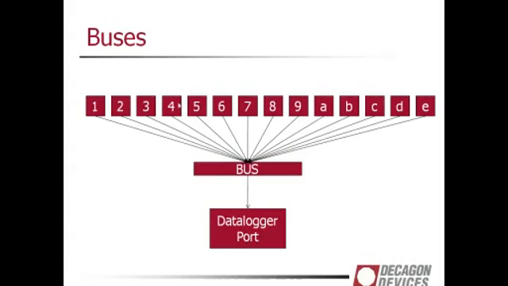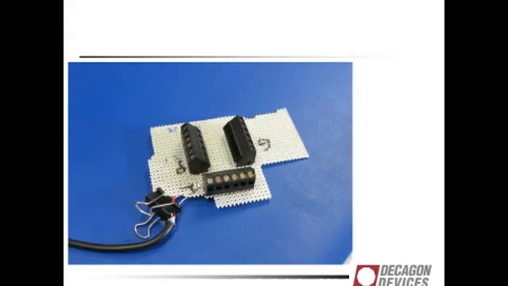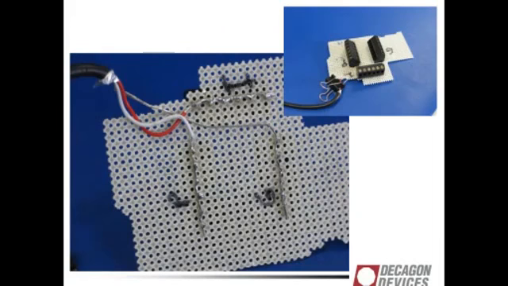Here's the idea behind a bus. Here we've got sensors 1 through 9, and then A, B, C, D, E, and they wire directly into your bus, and then you have your bus wiring directly into your data logger port. Here's the one I was showing you earlier. Remember, SDI-12 is a 3-wire interface, so if you're constructing your own bus, all you need to do is have the terminals go to a common line.